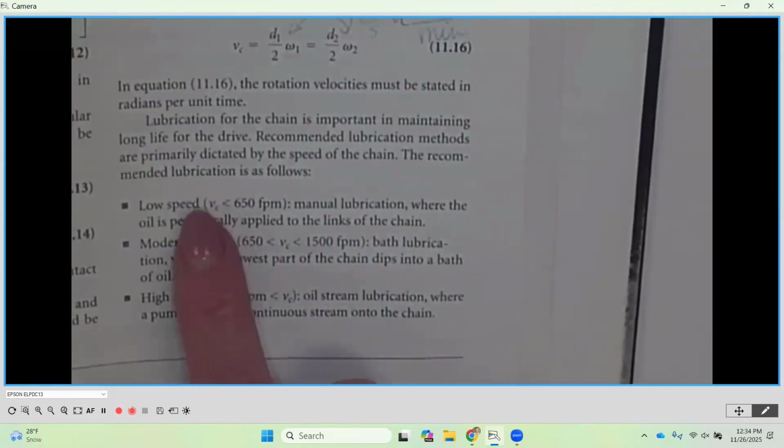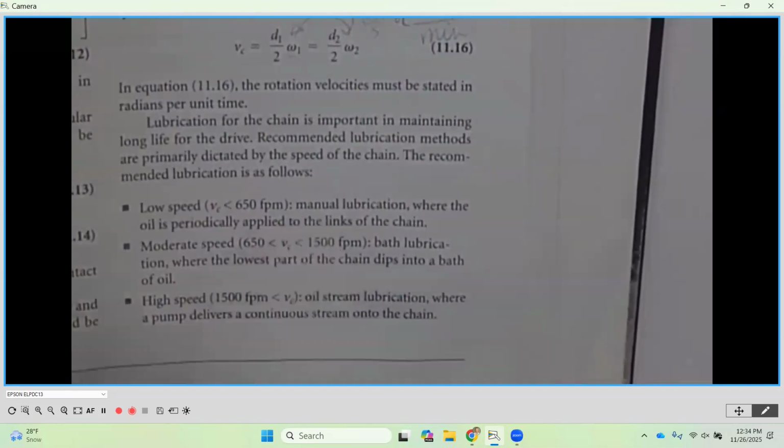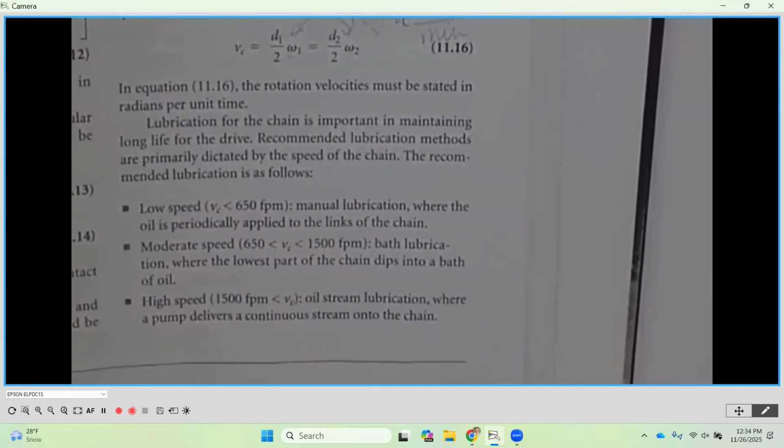Okay. You're going to notice here that for a low speed application, something below 650 feet per minute, that's what the FPM is, you would do manual lubrication, where you would periodically maybe put some oil or grease on the links and you would just move along, kind of like our bicycles, right? Every so often, every couple years, maybe even depending on how much you ride it, you're going to just put a little lubrication on there.